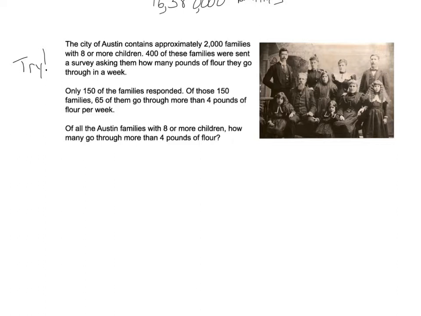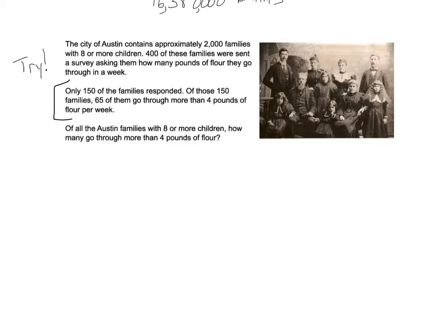What we need to find is how many people actually responded. Okay, how many people responded? Because it's really the only data we have. If they didn't respond, we can't really make assumptions about them. So let's see, only 150 of the families responded, okay? But out of those 150, 65 of them go through more than 4 pounds. So how do we figure out what percent of the sample, which is those people who actually responded, go through more than 4 pounds?